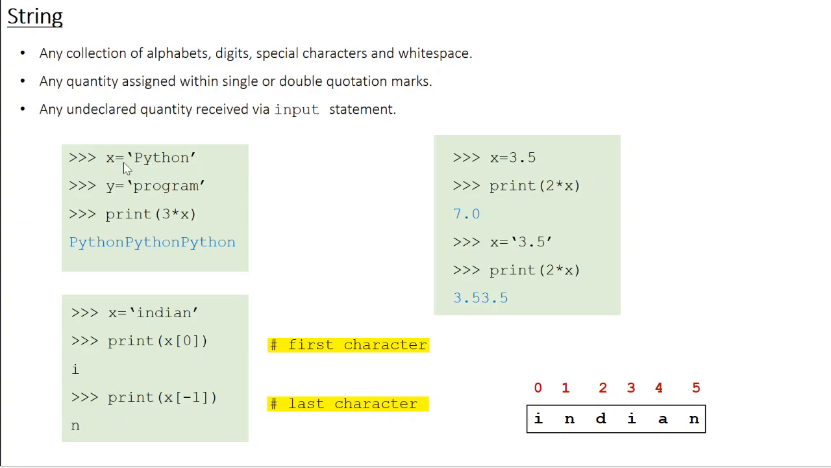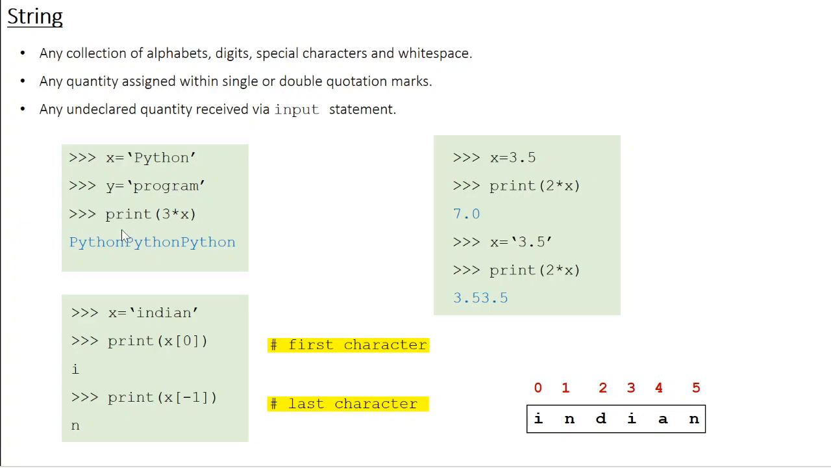So I say x equal to quotation mark Python. If you don't put the quotation marks, Python will give you an error message. Similarly, another string y equal to program inside quotation marks. Now if I say print x comma y, it will show Python space program. On the other hand, if I say print x plus y, there is no space, so Python program will be displayed as a single sentence, a single word, sorry.